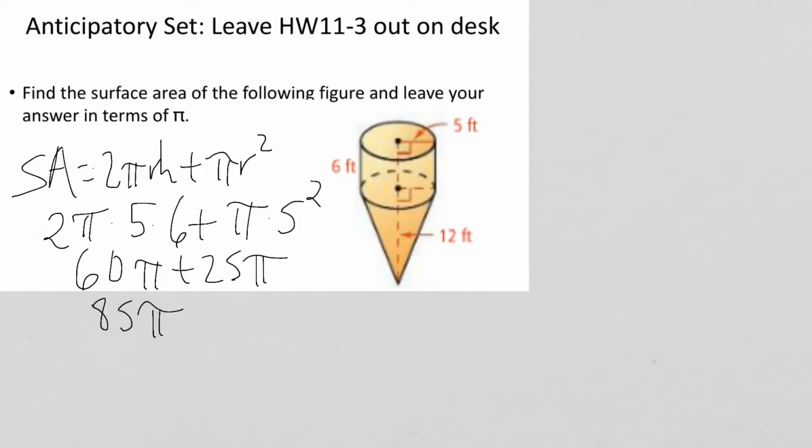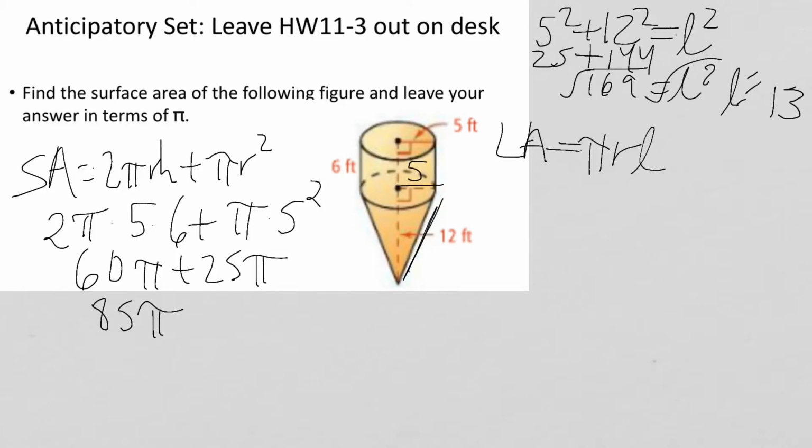Now taking a look at the cone, this is just finding the lateral area of a cone, which is pi r L. We need to figure out what the L is right here. And the way to do that is to do your Pythagorean theorem again. So when I plug in my 5 squared plus 12 squared to get my slant height and square root it, I get it to be 13 as my slant height.